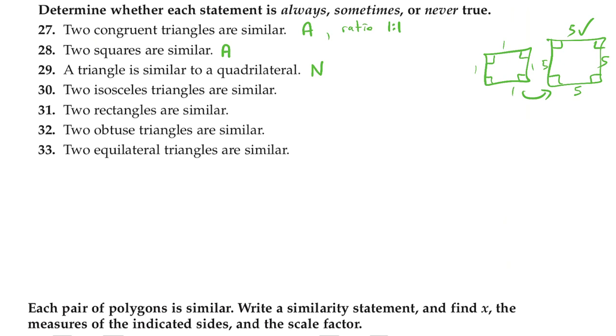Okay, and then a triangle is similar to a quadrilateral. Never. Similar means they're the same shape. A triangle can never be the same shape as a four-sided thing. That's a crazy question.